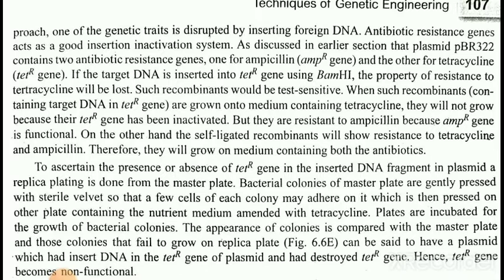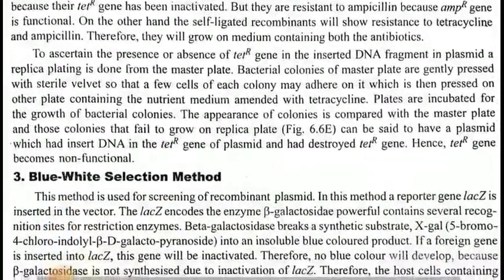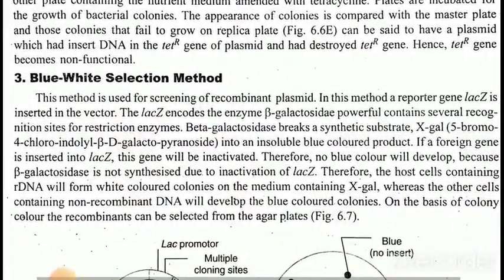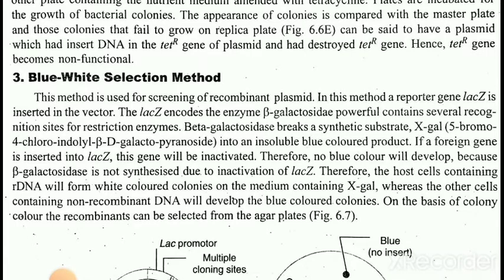To ascertain the presence or absence of TetR gene in the inserted DNA fragment in plasmid, a replica plating is done from the master plate. Bacterial colonies of master plate are gently pressed with sterile velvet so that a few cells of each colony may adhere on it, which is then pressed on another plate containing the nutrient medium amended with tetracycline. Plates are incubated for the growth of bacterial colonies. The appearance of colonies is compared with the master plate, and those colonies that fail to grow on replica plate, figure 6.6a, can be said to have a plasmid which had inserted DNA in the TetR gene of plasmid and had destroyed TetR gene. Hence, TetR gene becomes non-functional.